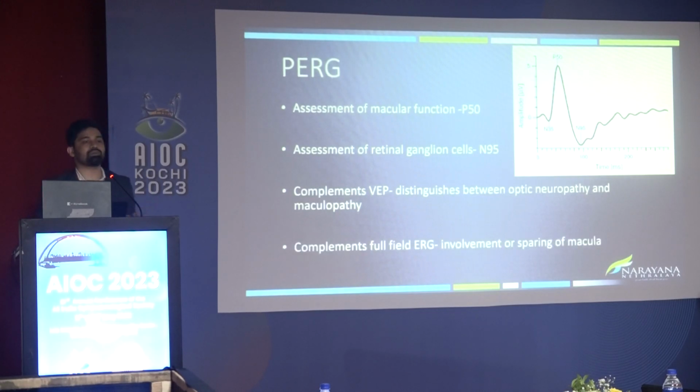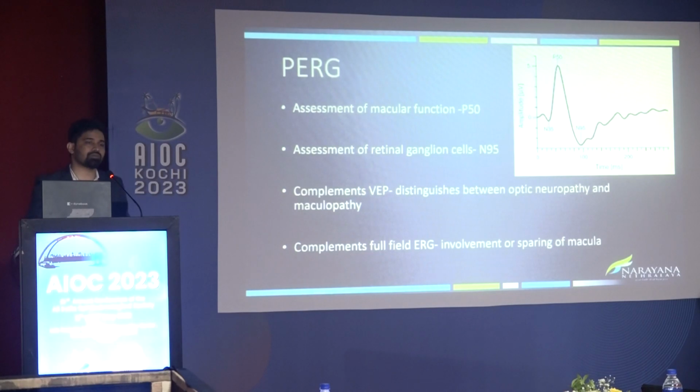Similarly, it complements the full field ERG, whether the disease is localized to the macula or it is a generalized thing. For example, if you have a lesion at the macula and you do a full field ERG, if it is normal and pattern is abnormal, that means it's indicating a localized disease. Okay, so I'll give you an example.